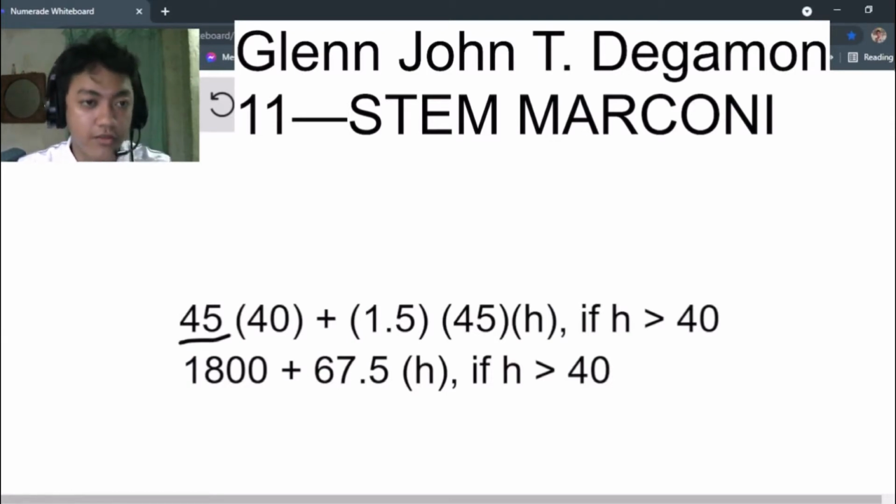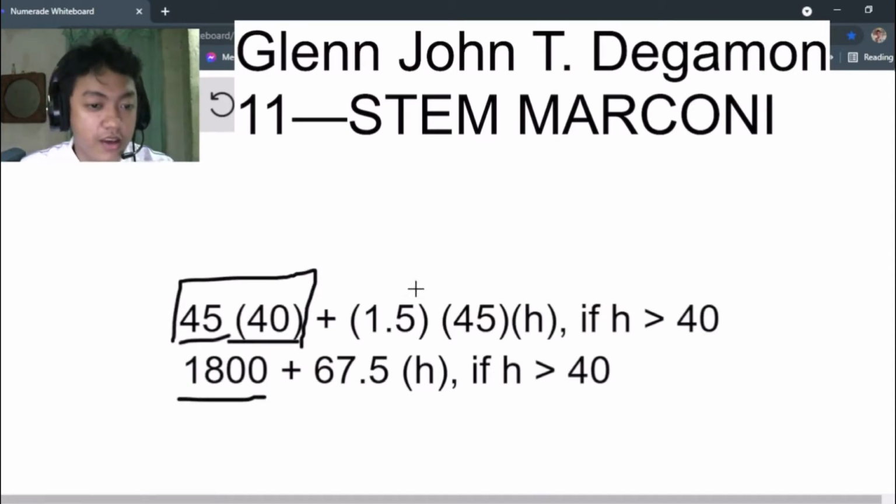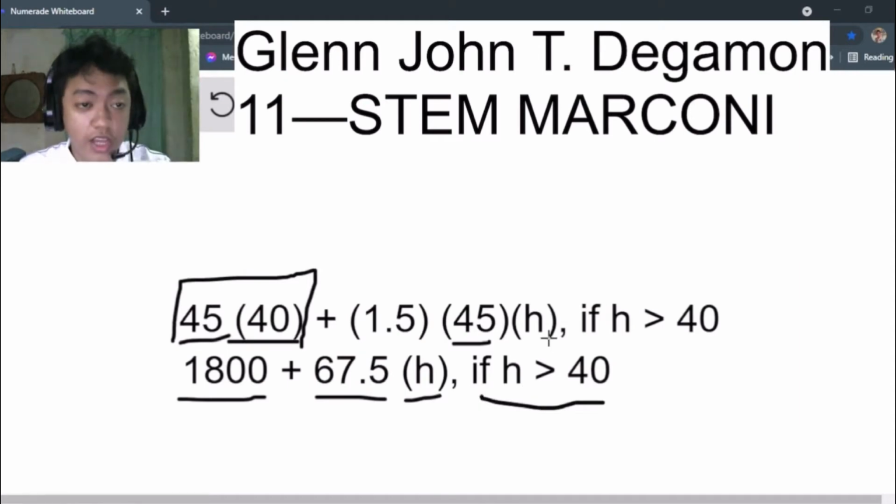So automatically our constant will be 45 times 40, because it is 45 pesos per hour for 40 hours a week. That will be our minimum for our second condition. So 45 times 40 is automatically 1,800 for our constant. And if you work for more than 40 hours, this will be 1.5 times the hourly wage, which is 45 pesos per hour. So 1.5 times 45 is 67.5, then H, if you work for more than 40 hours a week.